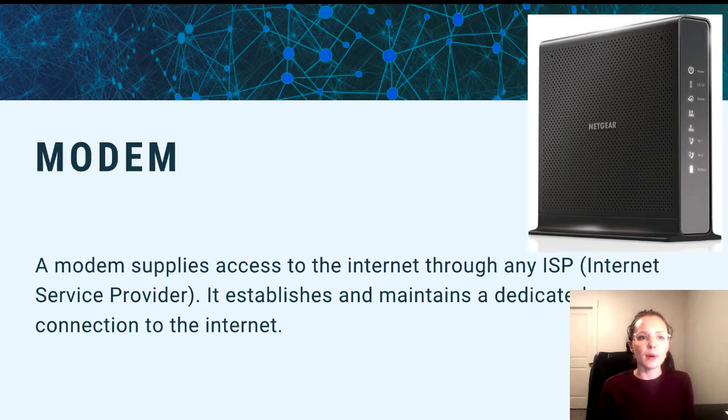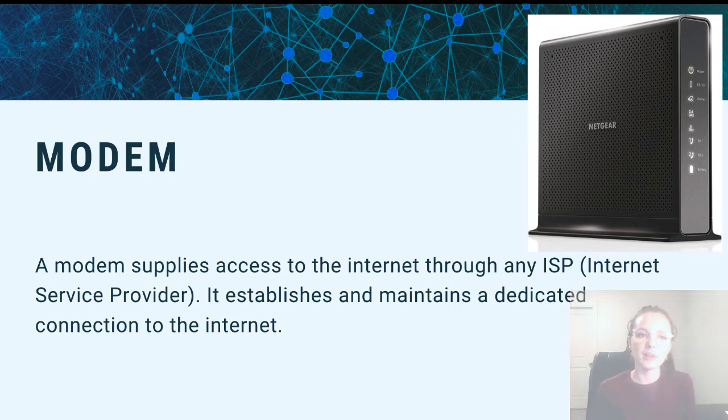All right, a modem. You've all seen a modem before. You probably have one of these in your house. A modem supplies access to the internet through an ISP, internet service provider. It establishes and maintains a dedicated connection to the internet.